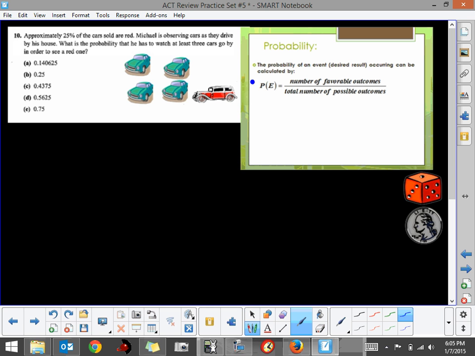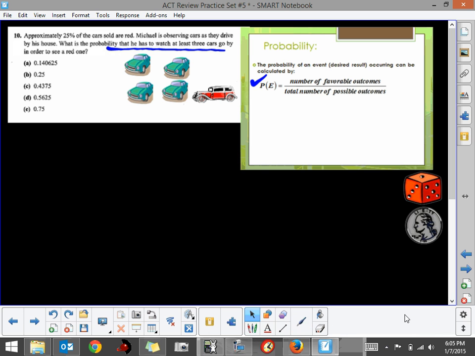The probability of any event can be calculated as the number of favorable outcomes divided by the total number of possible outcomes. So that's what we're really working with here, a probability concept, but it's a little bit bigger than that, and that's what I'm going to try to help develop here. The other thing I want to focus on is what it means when he has to watch at least 3 cars go by in order to see a red one.